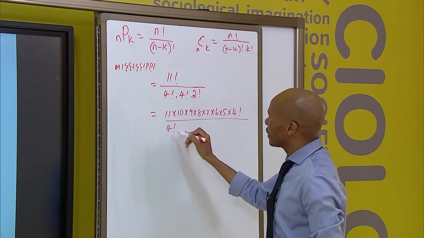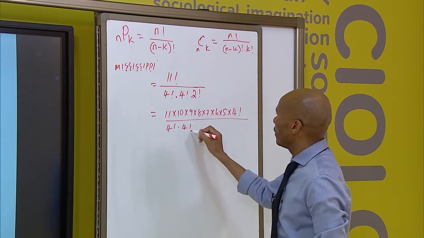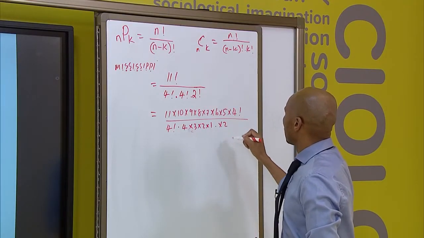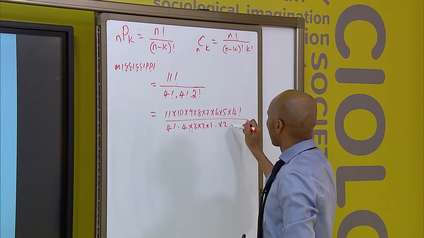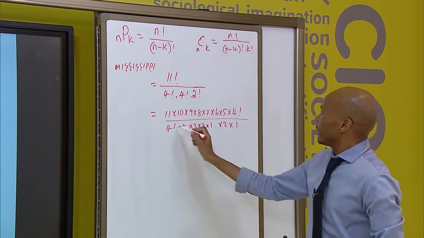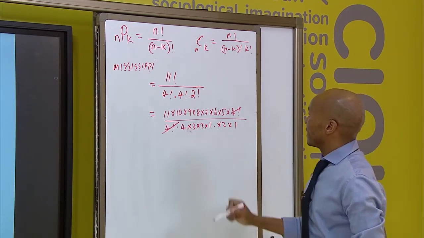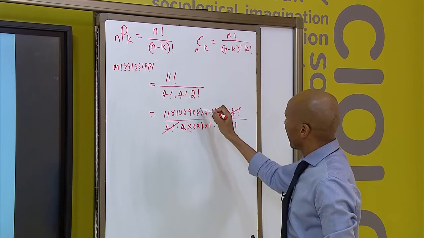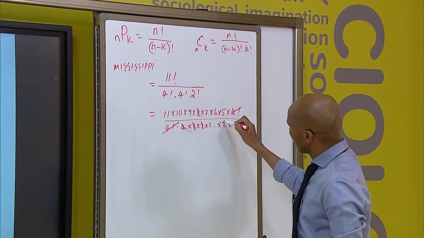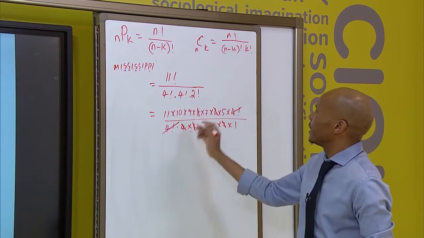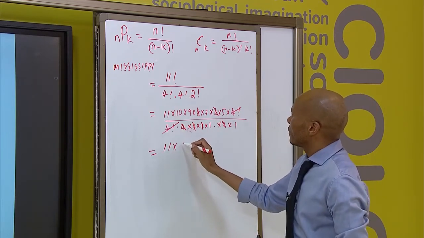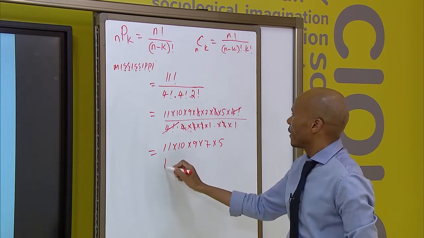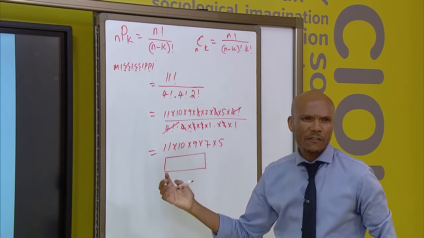And here, I'm going to leave this 4 factorial to cancel with that one. And that will be times 3 times 2 times 1 times 2, times 1, right? So here, that is going to cancel out with that. But then we have 4 and 2, we make 8, so they're going to cancel out with that. And 3 and 2, they cancel out with that. So we're only left with the numbers on top. So that will be 11 times 10 times 9 times 7 times 5. And I'll leave you to just calculate that and find the answer, okay?